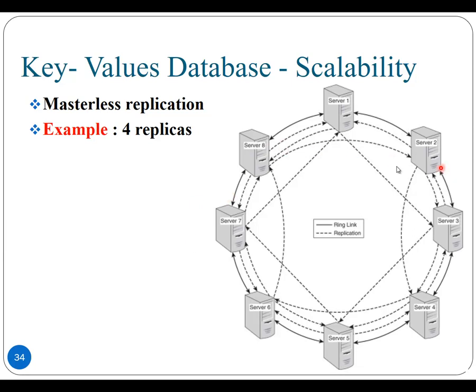Look at the arrows that go out from this server. This is one arrow, this is the second arrow, and this is the third arrow. This says that for each server's data we have 4 copies. One of them is on the server itself, and 3 of them are replicas.